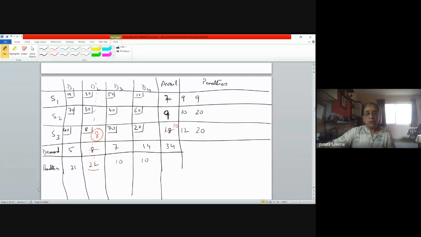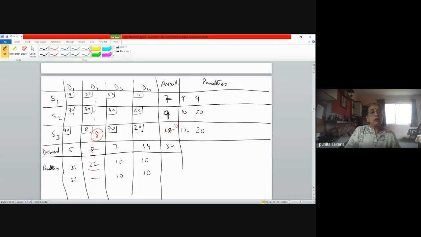Now, similarly, we compute the penalties for columns. The first column, nothing has been struck off, so the penalty still remains 21. Now, the second column has been exhausted, so we will not consider the penalty here. The third column, definitely the penalty remains the same. And the fourth column also, the penalty remains the same. Is this clear? So we are repeating our step number 1.